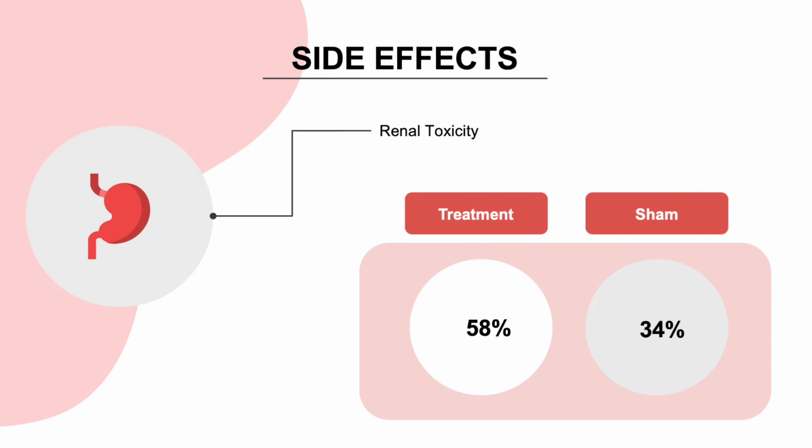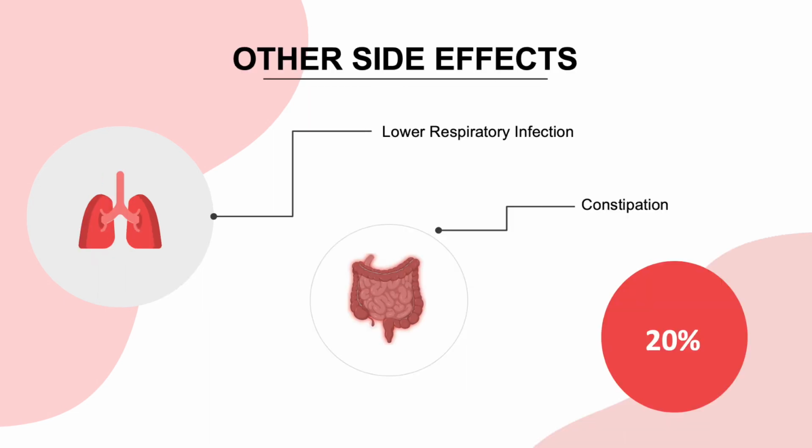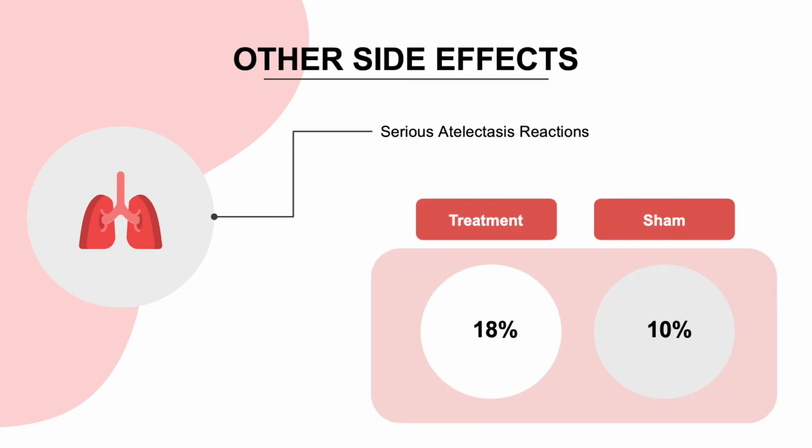Previous sham-controlled studies found that 58% of Spinraza patients had increased urine protein, while this percentage was lower at 34% in sham-controlled patients. Other side effects include lower respiratory infection and constipation, as observed in over 20% of patients treated with Spinraza. A higher proportion of serious atelectasis reactions have also been observed in Spinraza patients at 18% in comparison to only 10% in controls.